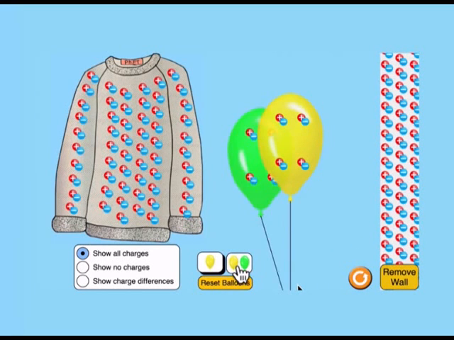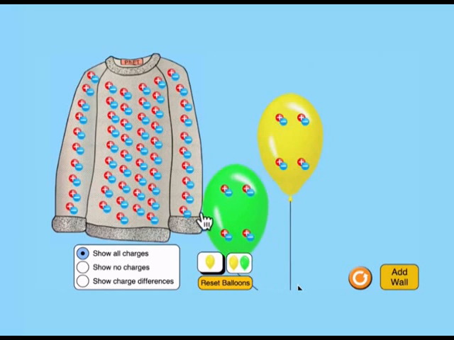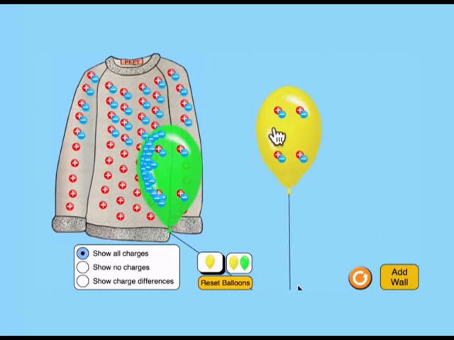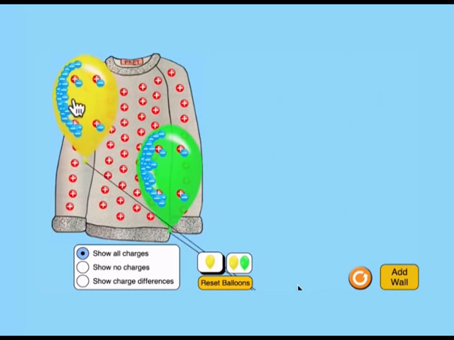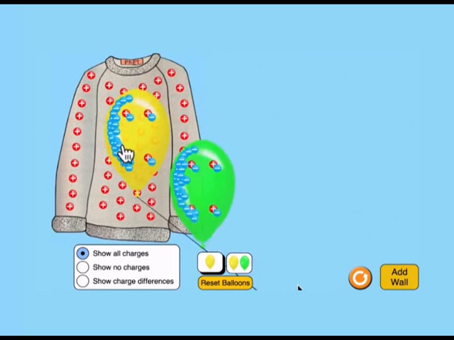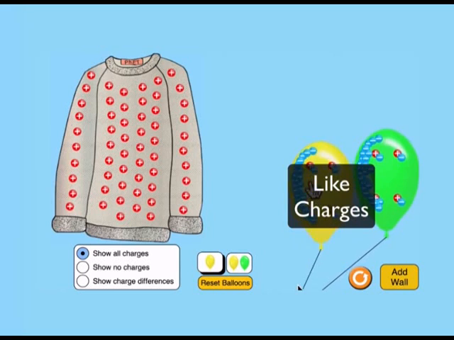Let's get two balloons and remove the wall. Let me add negative charges on this balloon and also add more on the yellow one. As I move that balloon next to the other, these are like charges, and so you can see they are repelling each other.